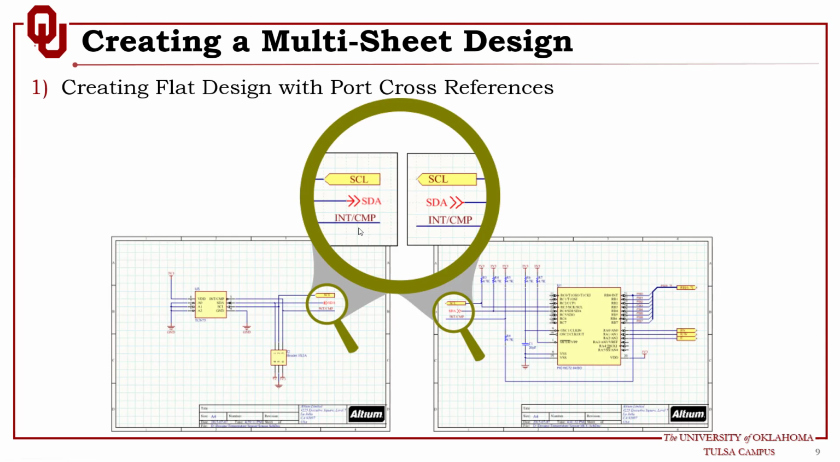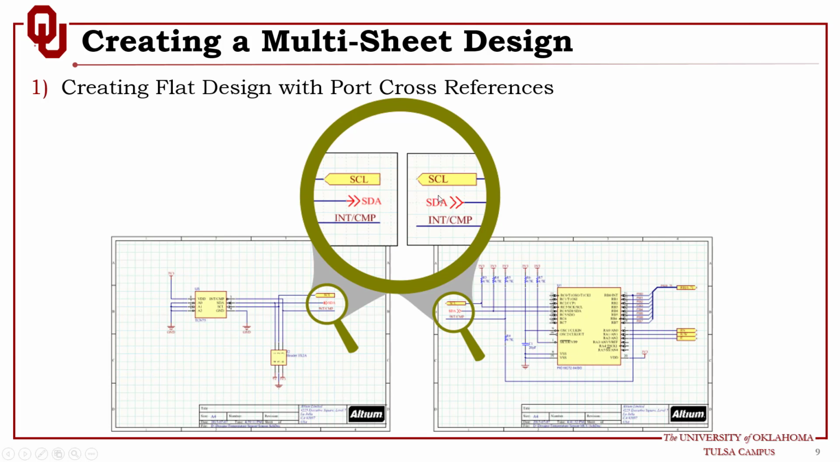And now we need to start creating a multi-sheet design. So again, in a flat design, the connections between the different sheets can be created by ports, or by off-sheet connectors, or by net labels. Now the recommended approach is to use net labels within each schematic sheet and ports to connect between different schematic sheets, as we can see in here.